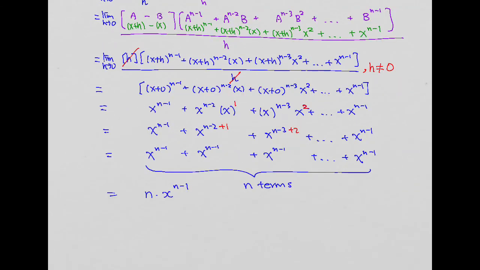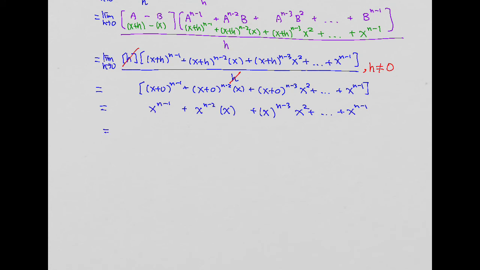So now we know if your f(x) is x to the exponent n, then your differentiation, which is the slope of the tangent, will be n times x to the exponent n minus 1. And this is the power rule.